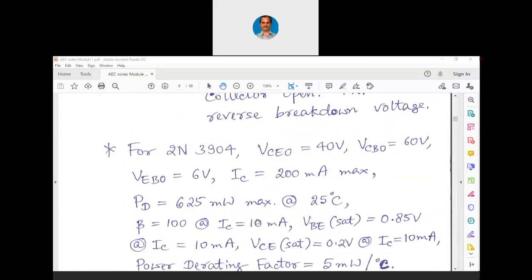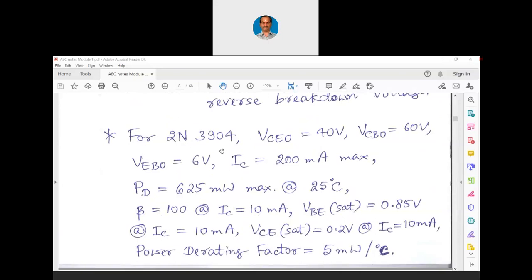For example, for 2N3904, VCEO is 40 volts, VCBO is 60 volts, VEBO is 6 volts, collector current is 200 milliamperes maximum, power dissipation is 625 milliwatts maximum at 25 degrees centigrade. You should specifically note down that for a given temperature, there is that particular wattage. If the temperature increases, then the wattage needs to be reduced.